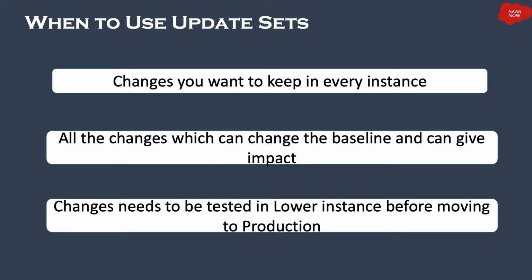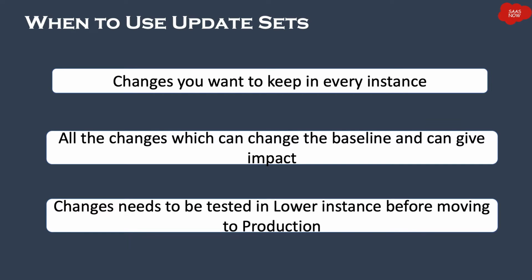So the question here is when to use update sets. You should use update sets when you want to keep the changes in every instance. Maybe you have different instances in your organization and you want to keep those changes in every instance without changing them manually. Just an example, you write a business rule in one instance. Now you don't want to write that business rule again in production. To make sure that all the business rules are written in every instance for the same functionality, you have to move it to every instance. So then you need to use update sets.